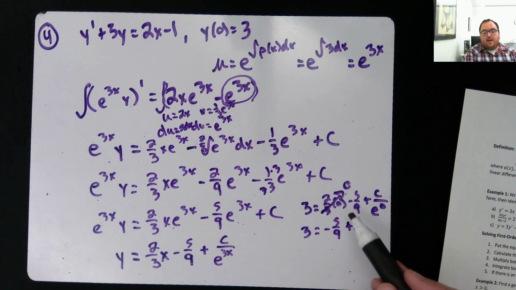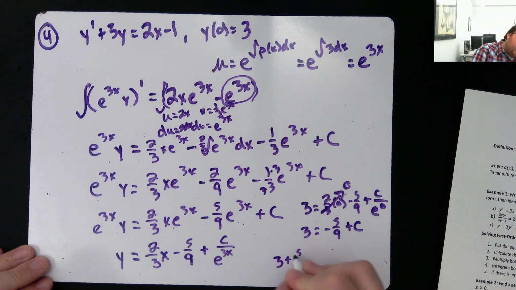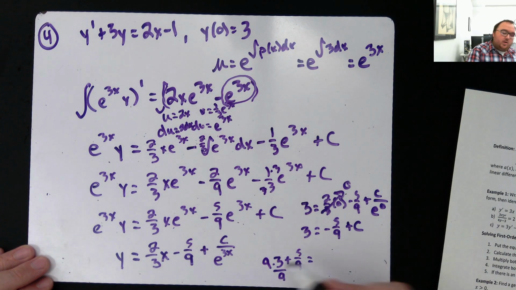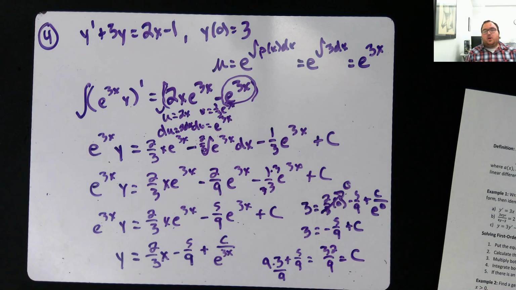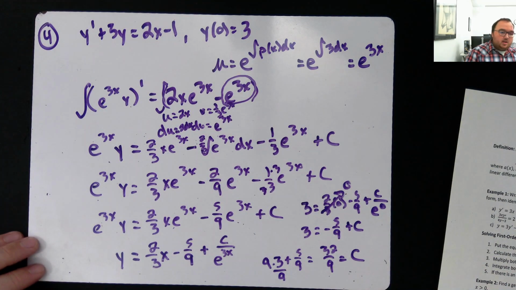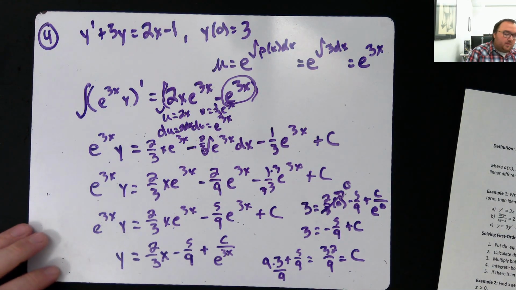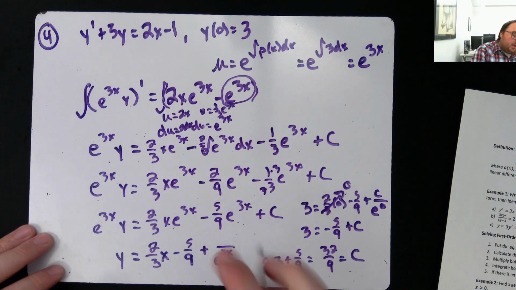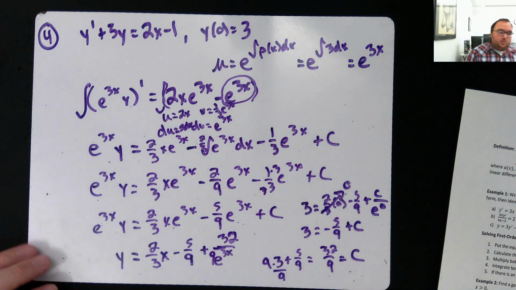So I just have to add 5/9. 3 plus 5/9. Need to put it over 9. 27 plus 5 is 32. So c is 32 over 9. So what I get is y equals 2/3 x minus 5/9 plus 32 over 9 e to the 3x.